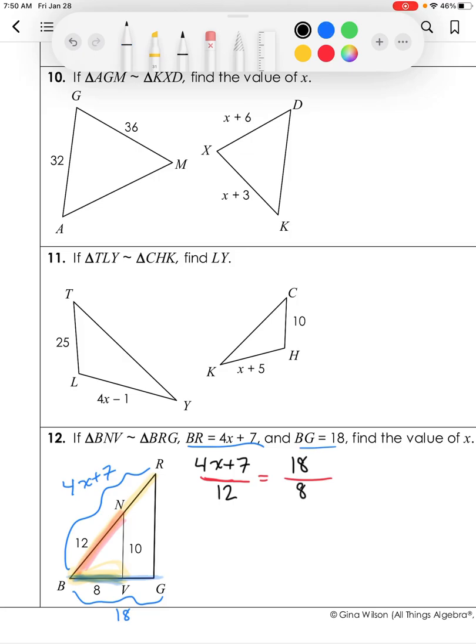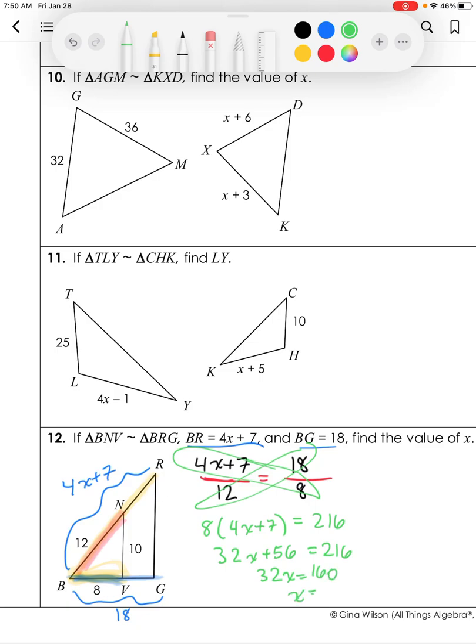Now I'm going to cross multiply. And this may look a little different than what we've done before. When you cross multiply, we need to do 8 multiplied by 4x plus 7 and distribute. 12 times 18 is 216. Distributing gives us 32x plus 56. Continuing to solve, we get x to be 5.